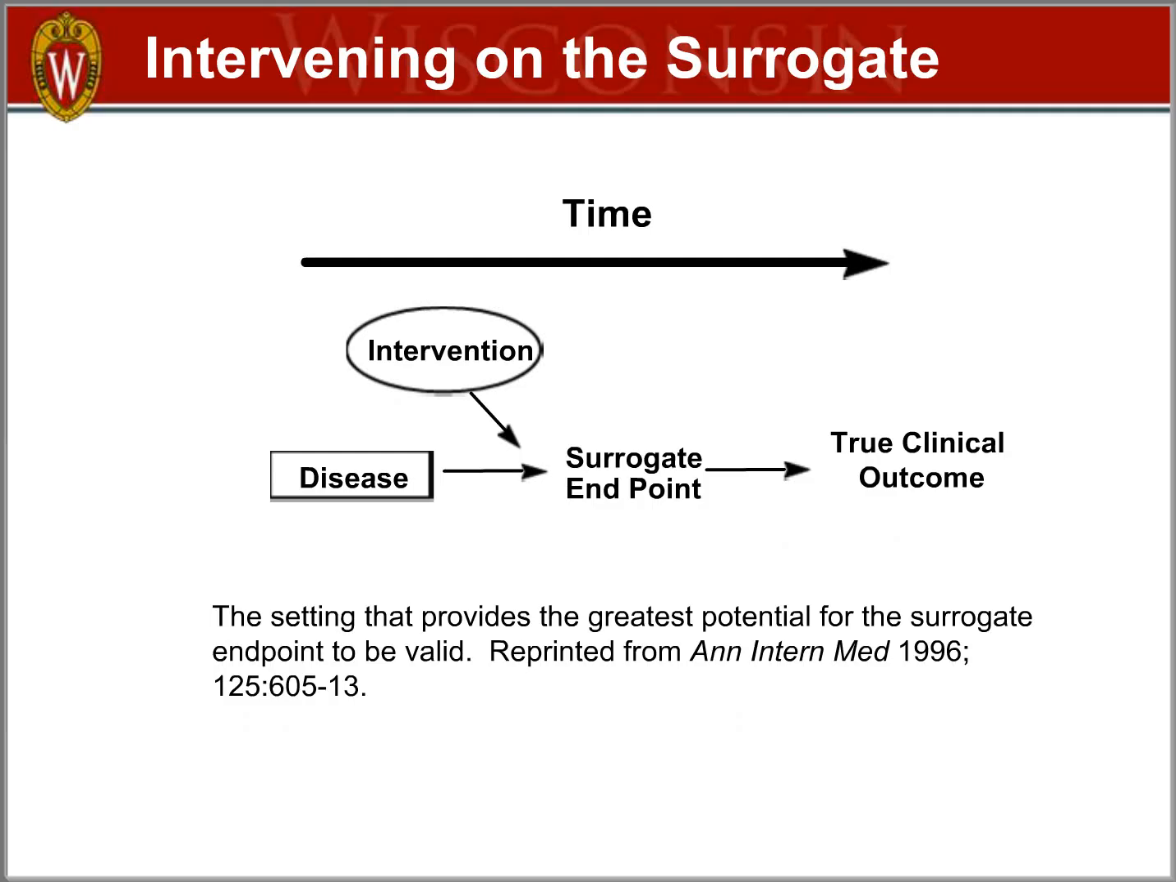Let me illustrate that with a little diagram that comes from a paper that Tom Fleming and I published in the Annals of Internal Medicine in 1996. Here we've depicted a very simple diagram. Disease through the surrogate endpoint modifies the true clinical outcome. If you intervene on the surrogate, you will intervene on the true clinical outcome. A nice, simple model that would certainly support the use of surrogates in the evaluation of new therapies or interventions.